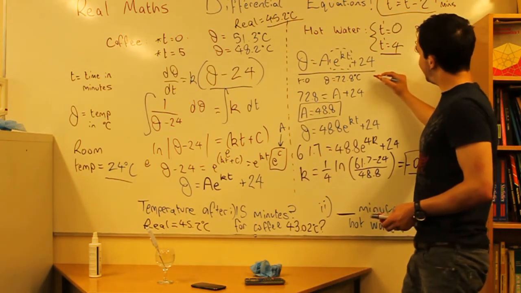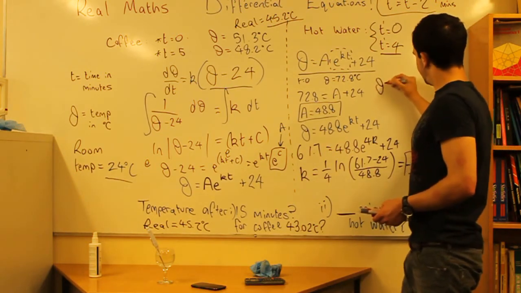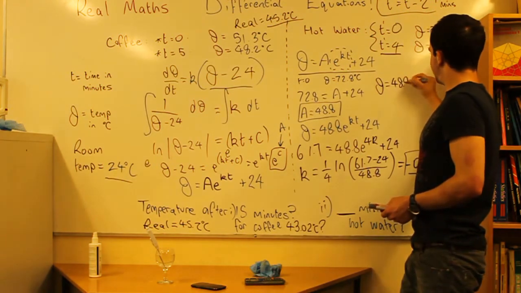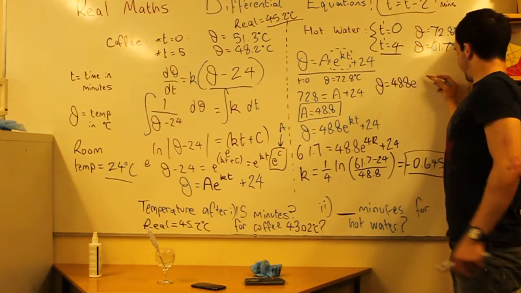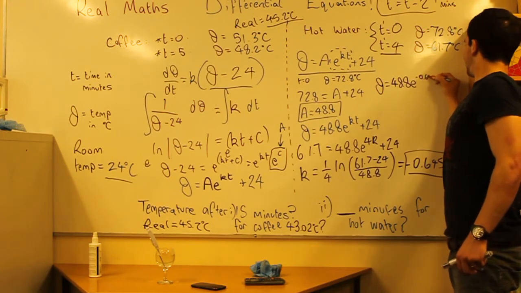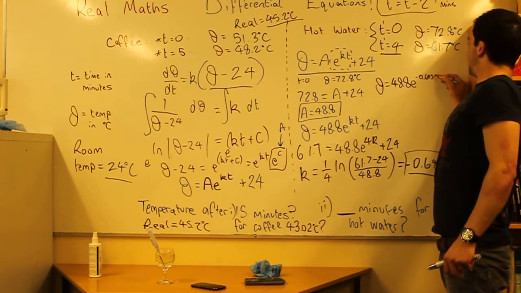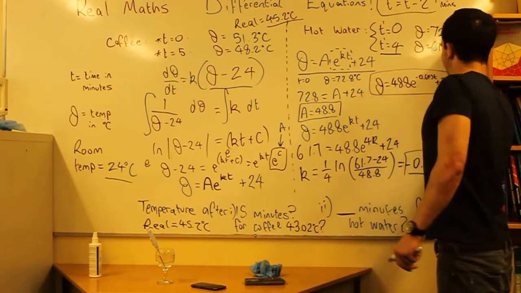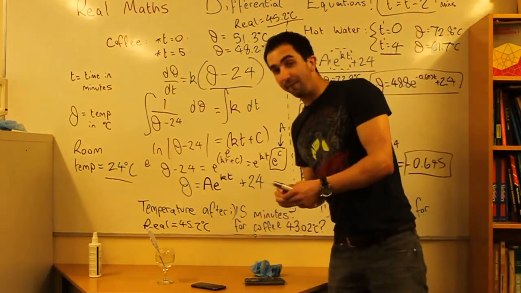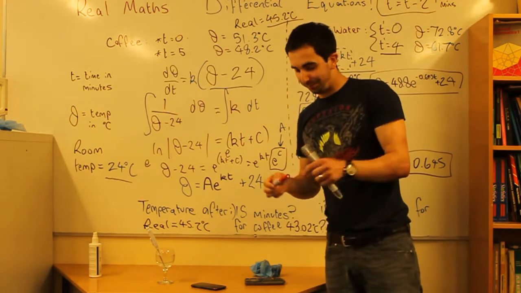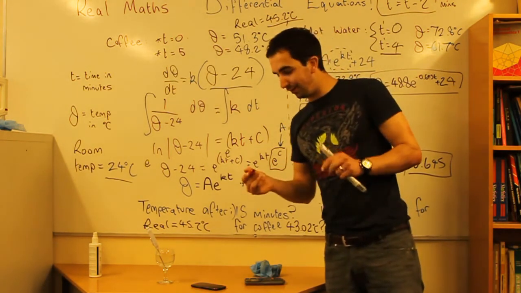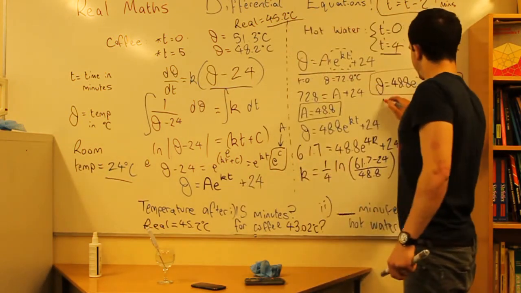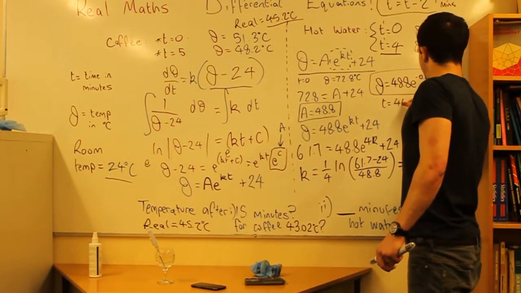So we've got theta equals A, which is 48.8, e to the minus 0.645 t plus 24. Now, if we look on our clock, we're on 45 minutes now. Sorry it's taken so long. Let's predict it for t equals 46.